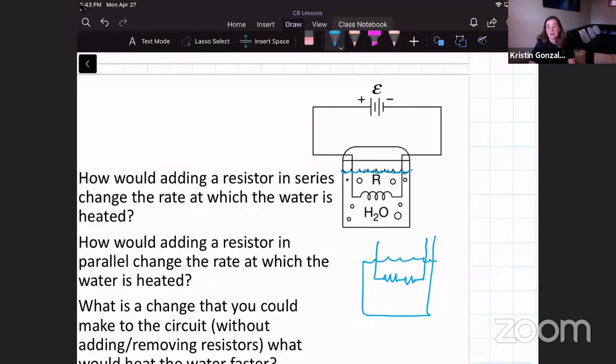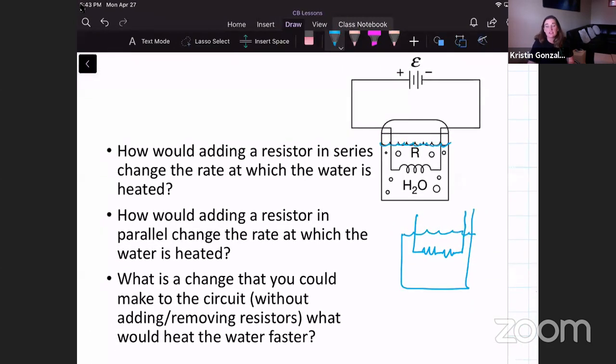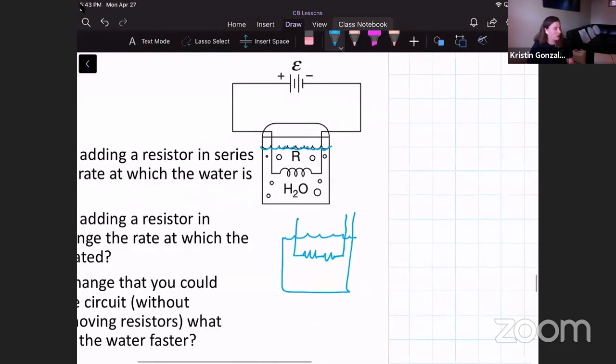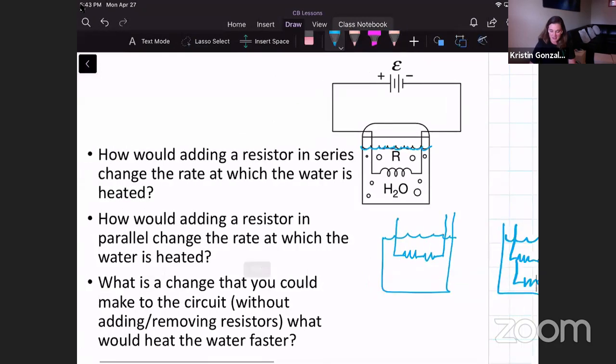So if I add another resistor in series with this, how's that going to change the rate at which my water heats up? Is that going to heat my water quicker, slower? How would that change the rate at which it's heating the water versus if I added one in parallel? So instead, if we had our beaker with 2 of those resistors in parallel, then how would that change the rate at which the water is heated? So I want to give you just a second with that.